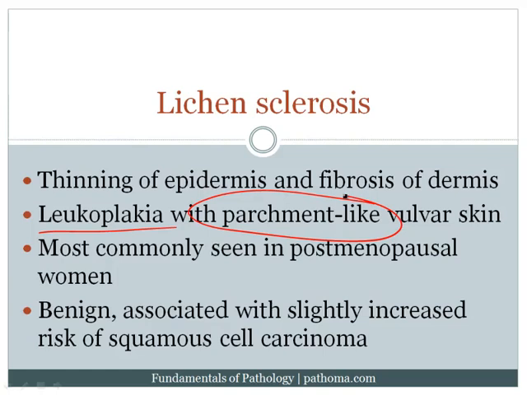This is usually seen in postmenopausal women. There's sort of atrophy that occurs of the epithelium, and then over time there's some fibrosis of the dermis, and that results in what we call lichen sclerosus. Now, one very important principle here, and that is that this is benign, all right? However, it is associated with a slightly increased risk of squamous cell carcinoma. You could probably bury that away for a minute, and I'll touch on it later, as you'll see.